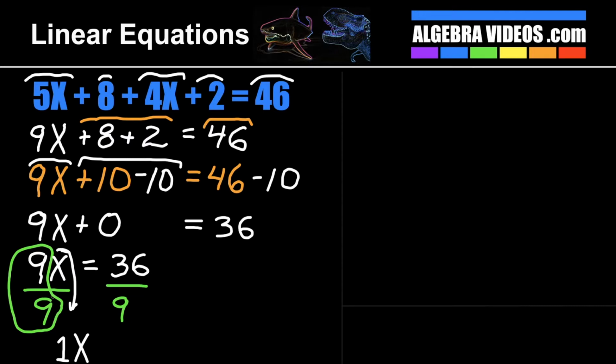So 9x divided by 9 simplifies to 1x. And that equals, on the right side, 36 divided by 9. We know our multiplication tables there. That's 4. So we don't really need that 1 in front of the x. We can just say x equals 4.